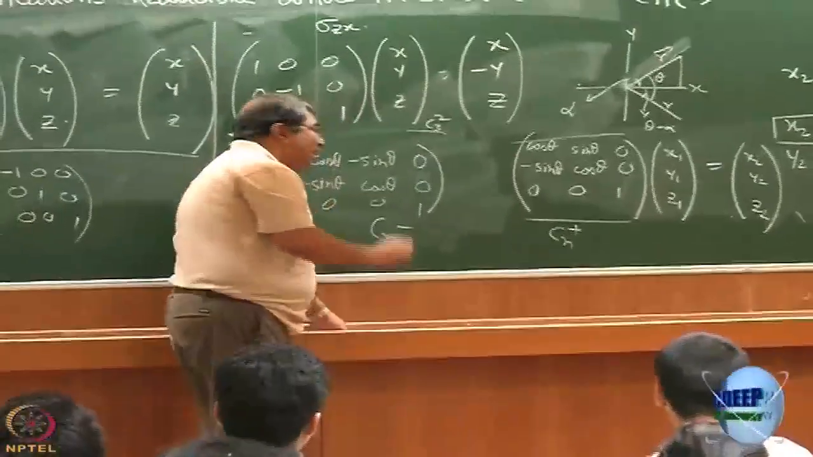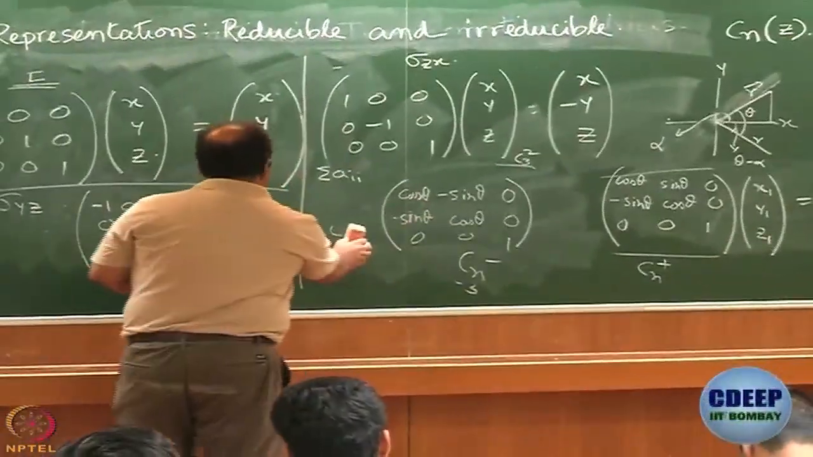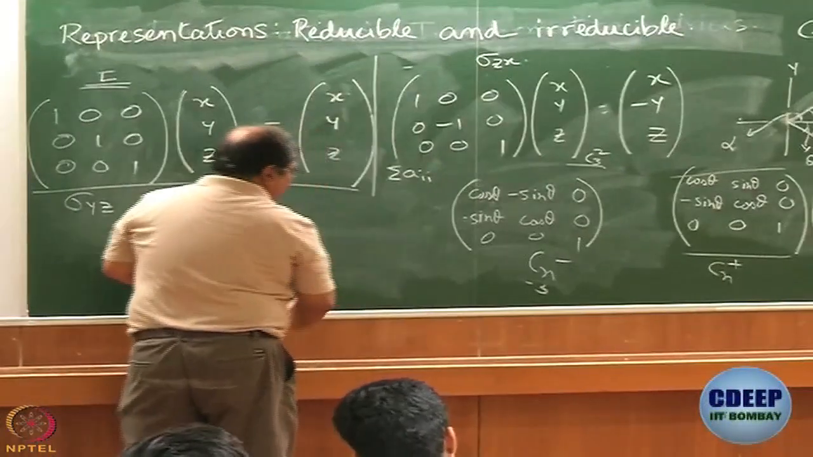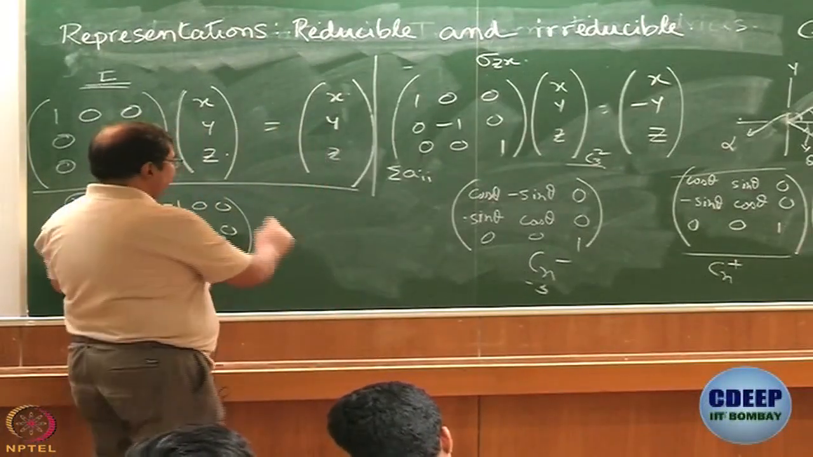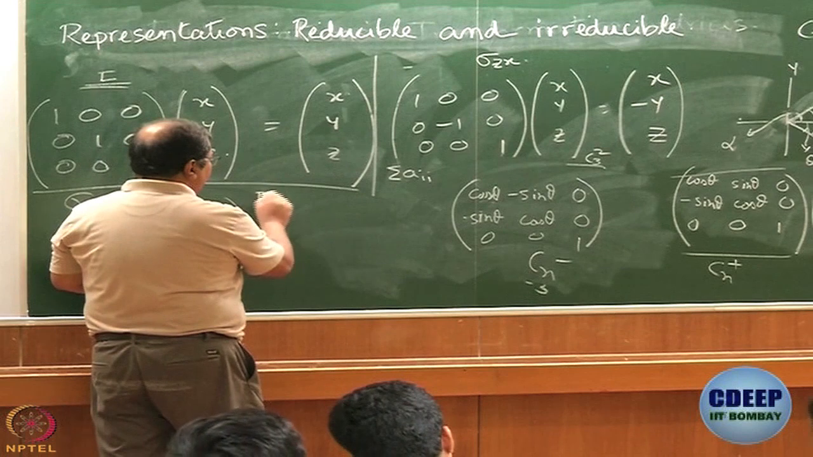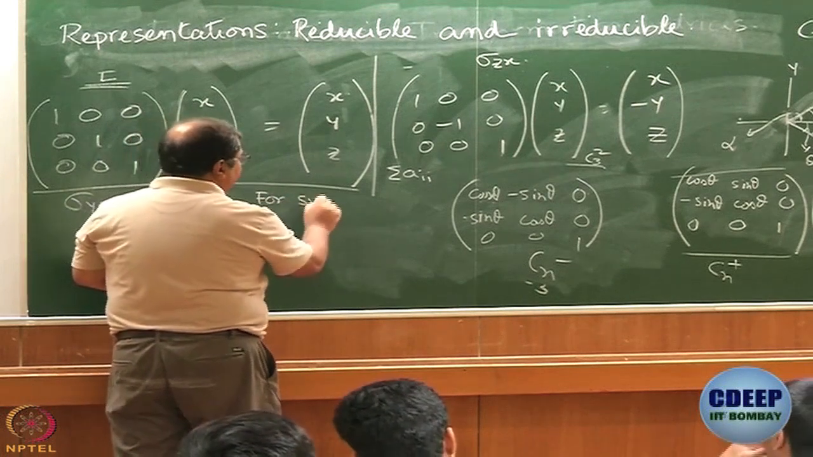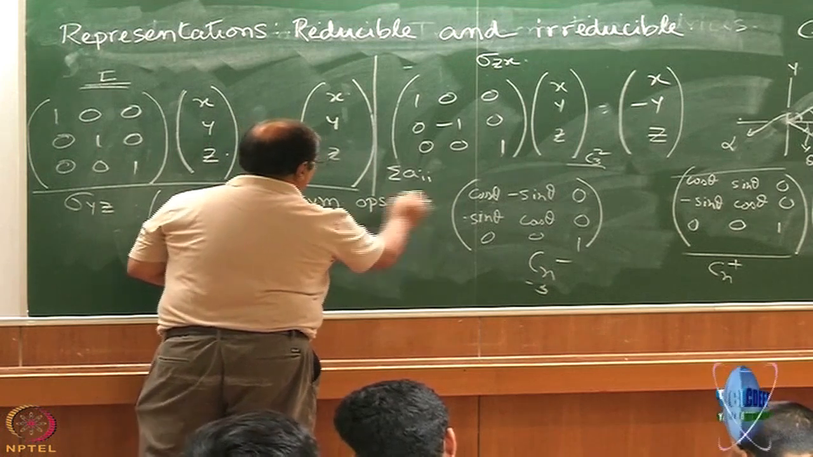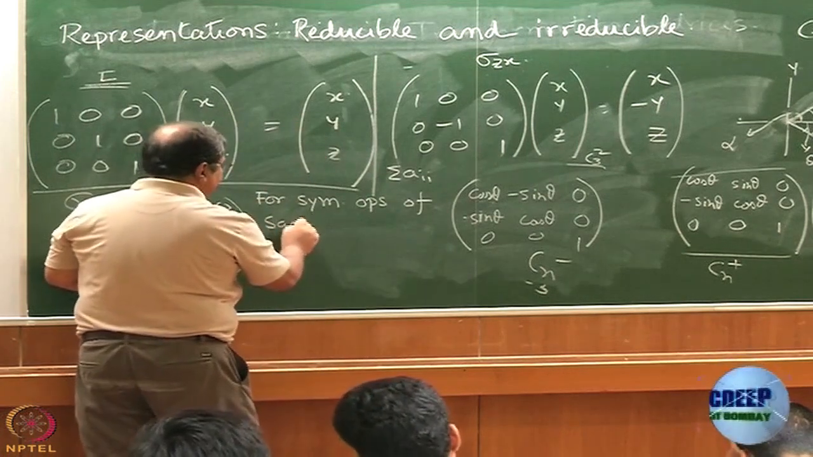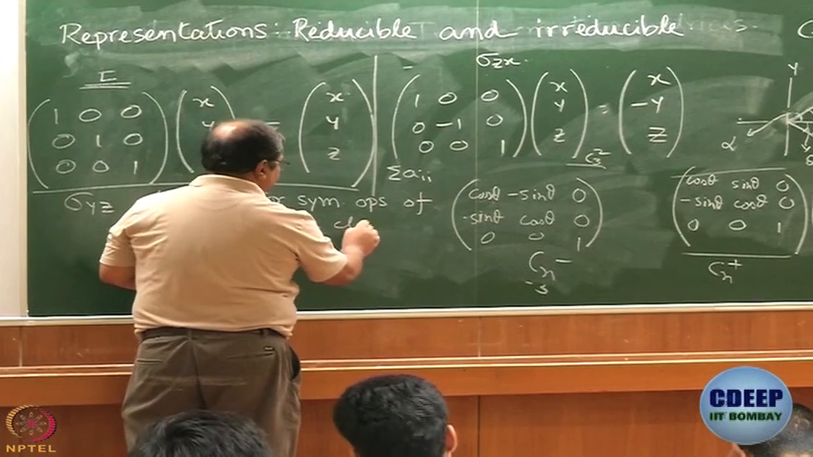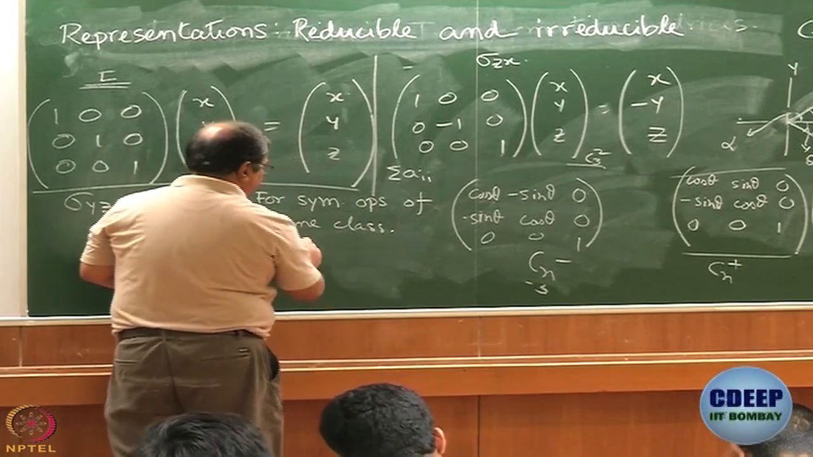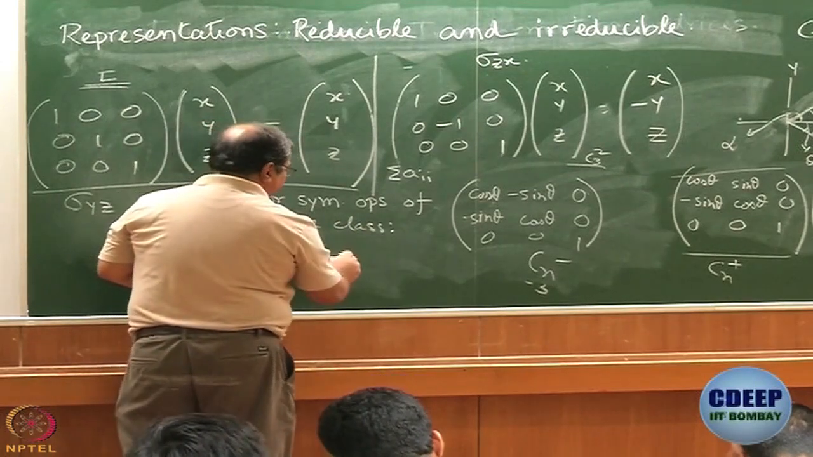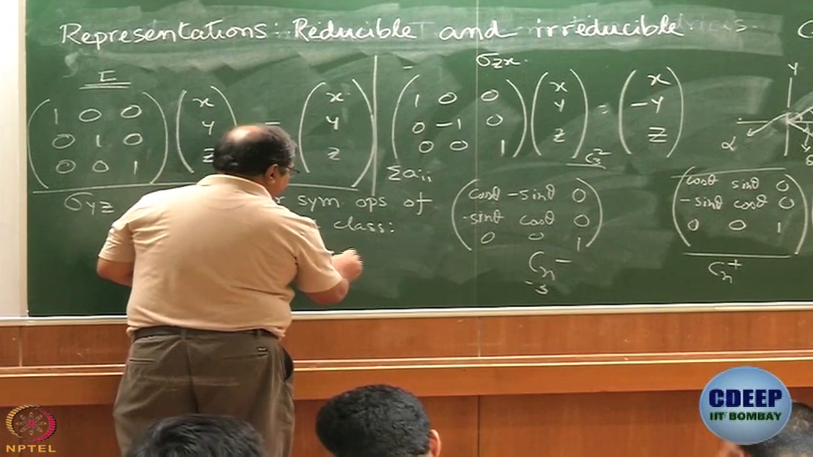This is a manifestation, not proof. This is a manifestation of a very important principle, that for symmetry operations of the same class, values of character are the same.